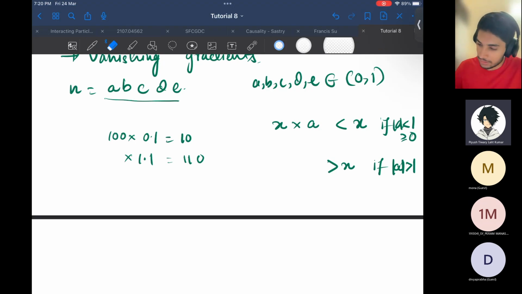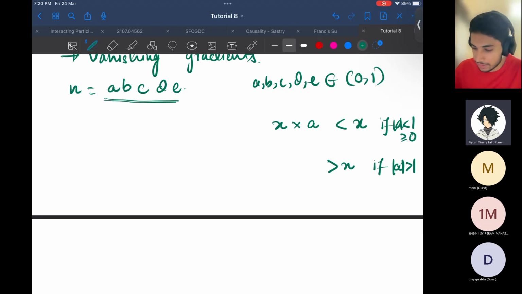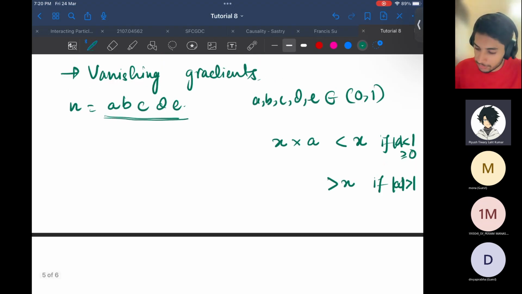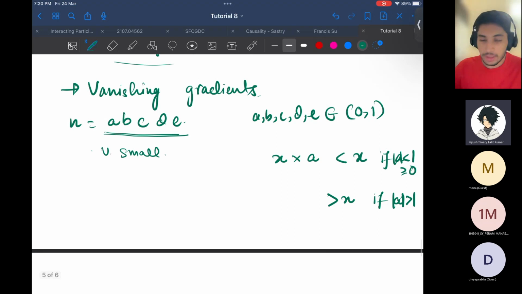Having said that, what I'm saying is that if you are multiplying a lot of small numbers, the multiplication of all these small numbers will be an even smaller number. And hence this will be very small. This was a general statement. This is true anywhere, right?